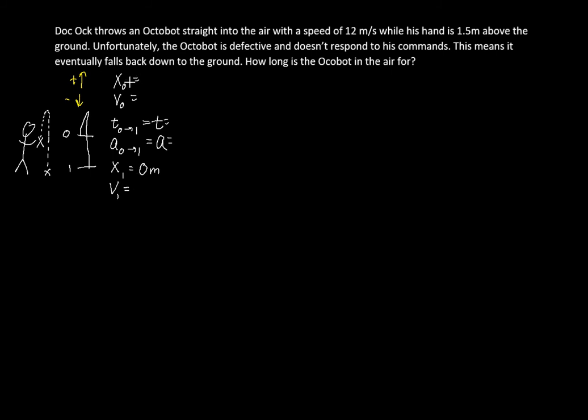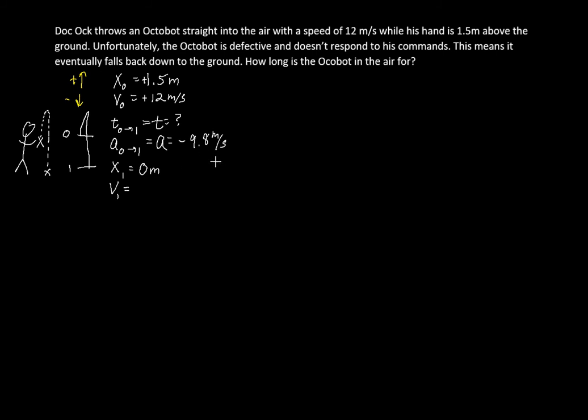So that means x0, where we start, is we're starting 1.5 meters above the ground. This is going to be positive 1.5. He is currently throwing it up, so positive 12 meters per second. The time is our end goal here. We need to figure out how long it's in the air for. The acceleration. Well, since this object is technically in free fall, the acceleration is going to be negative because it's pulling it down, 9.8 meters per second squared. That's the acceleration due to gravity.